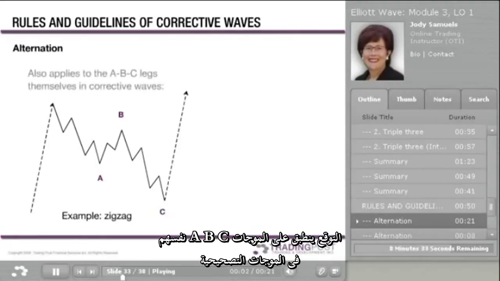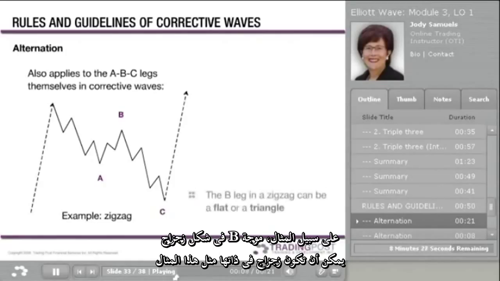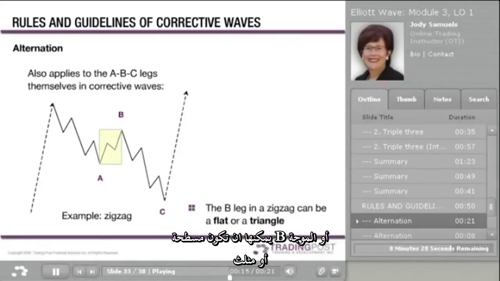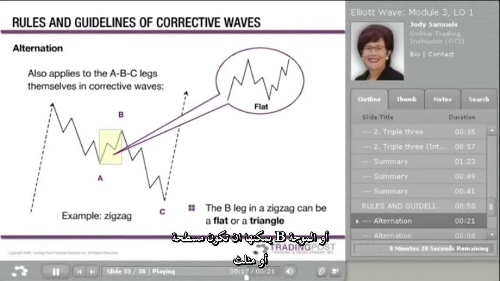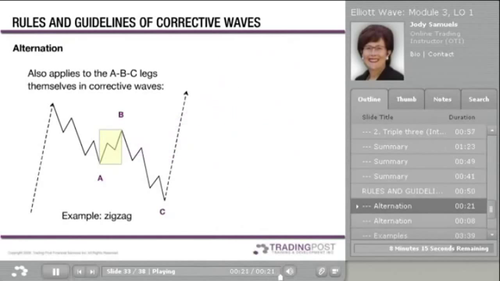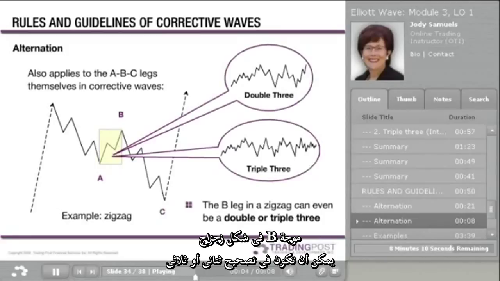Alternation also applies to the ABC legs themselves in corrective waves. For example, the B leg in a zigzag can be a zigzag itself, as in this diagram, or the B leg can be a flat or a triangle. The B leg in a zigzag can even be a double or a triple three.